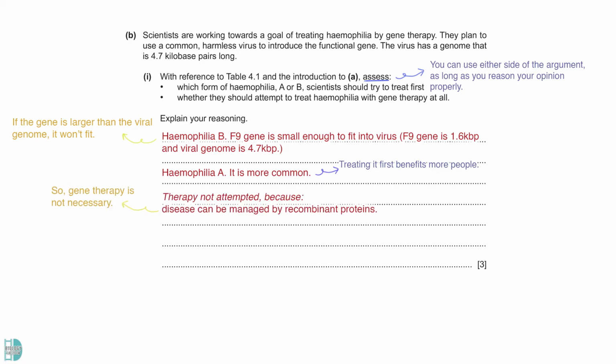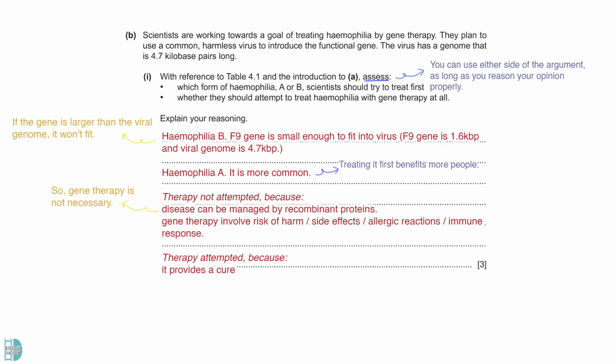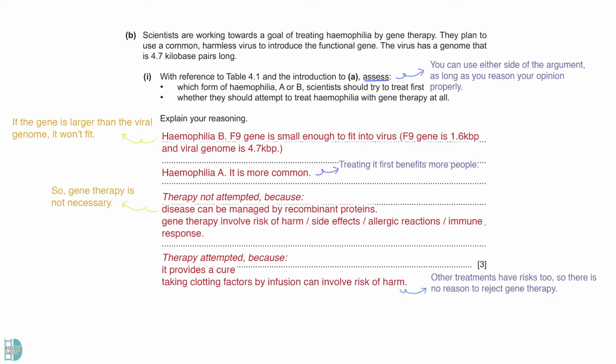If you think they should not attempt gene therapy, you can say that recombinant proteins can manage the disease, so gene therapy is not necessary. Gene therapy using viruses may have a lot of risks, such as side effects and allergic reactions. If you think that it should, you can reason that it provides a cure. The other treatments, such as infusion of clotting factors regularly, can harm the patients as well.